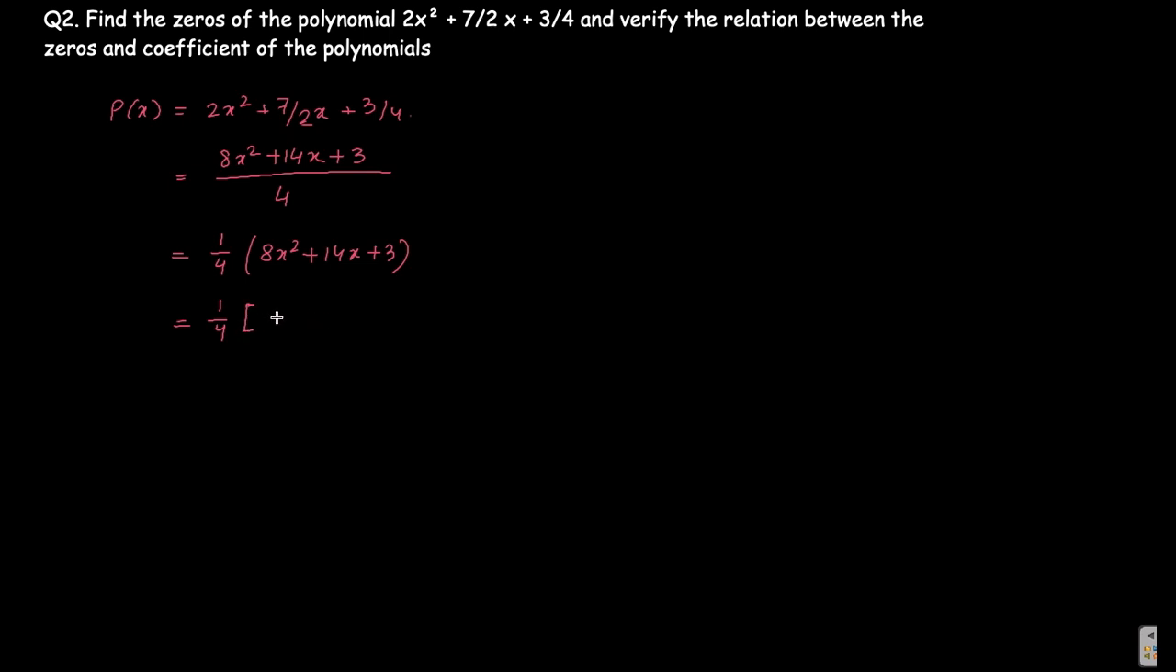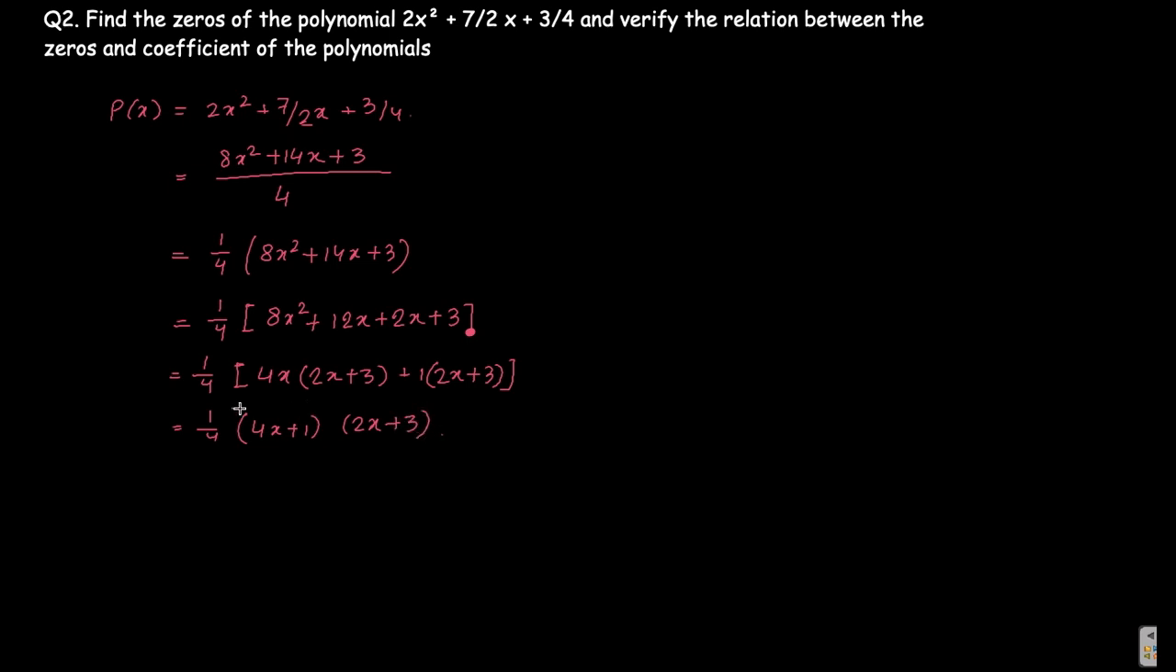Now 8x² + 12x + 2x + 3. Now 1/4, take it as it is. So here 4x is common: 4x(2x + 3) + 1(2x + 3), 2x + 3 is common. Now it is 1/4 into (4x + 1)(2x + 3). This is the middle term factorization of this given polynomial.